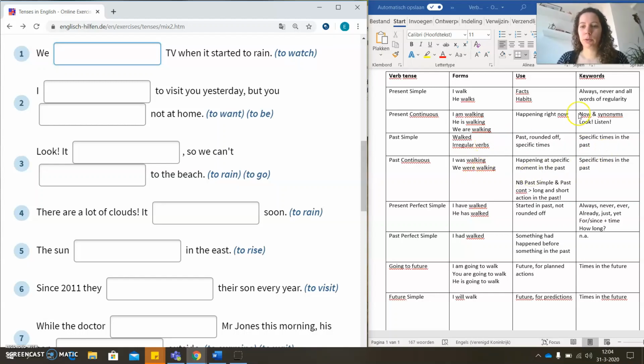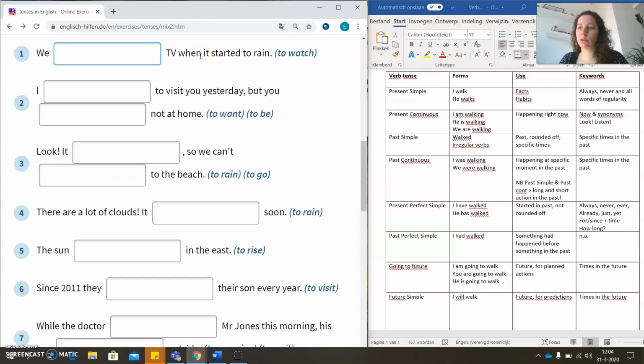Here in the verb tense overview, we've got all the information that we need. And of course, if you really want to be successful at this, eventually you're going to have to learn this by heart, because you can't use the overview on your test, right? So you'll have to know these keywords by heart. You'll have to know the forms and also preferably when to use which. For now, let's go to the assignments.